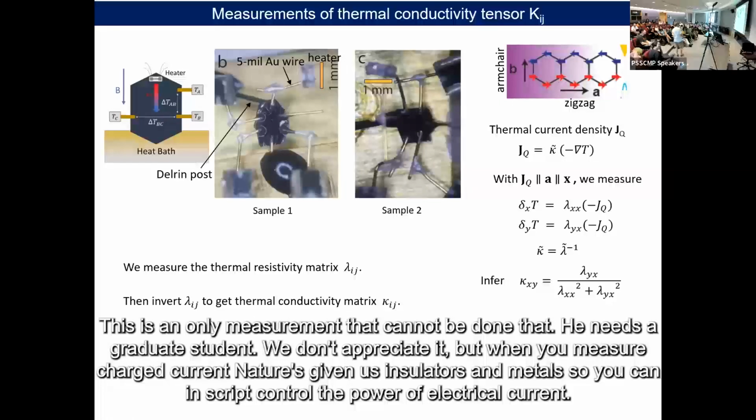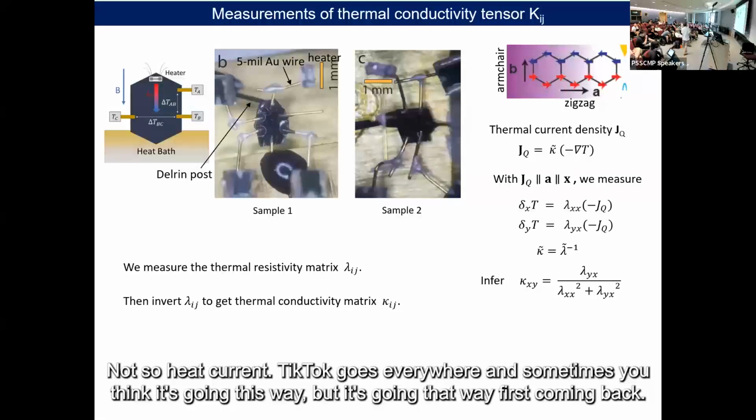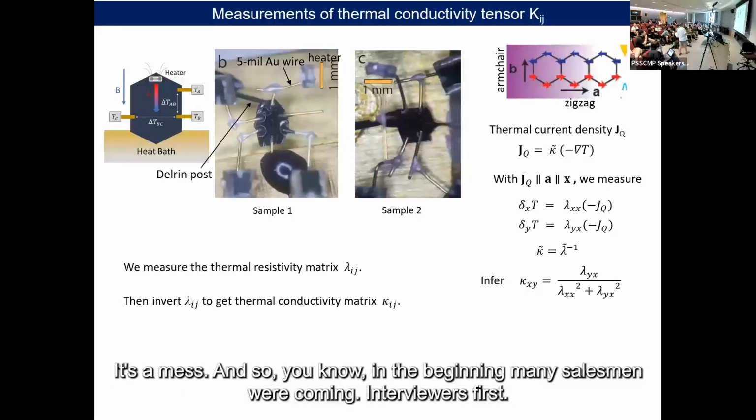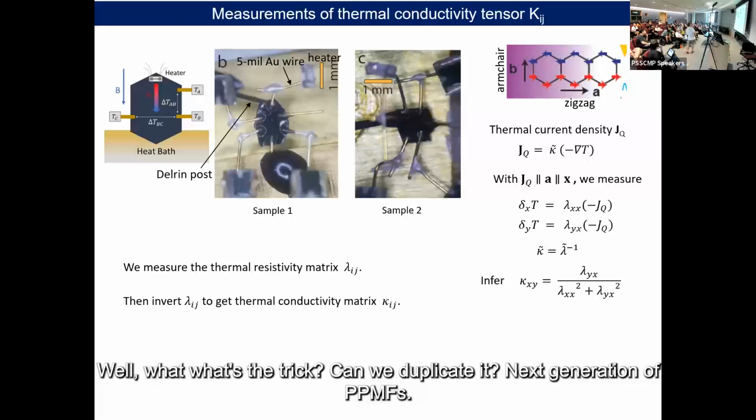It needs a graduate student. The reasons follow. And it doesn't come with the $60,000. The reason is because thermal heat current goes everywhere. We don't appreciate it when we measure charge current. Nature has given us insulators and metals, so you can basically control the path of electrical current. Not so heat current. Heat current goes everywhere, and sometimes you think it's going this way, but it's going that way first and then coming back. It's a mess. And so, in fact, in the beginning, many salesmen would come and interview us to try to see, well, what's the trick? Can we duplicate it in the next generation of PPMS?